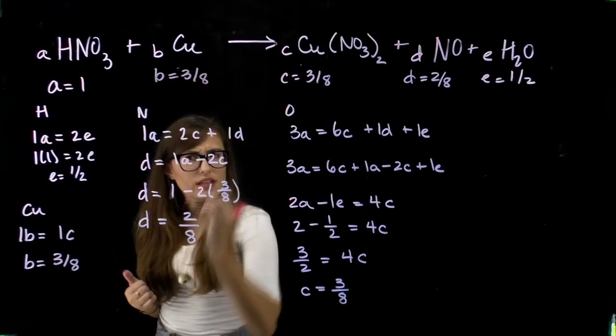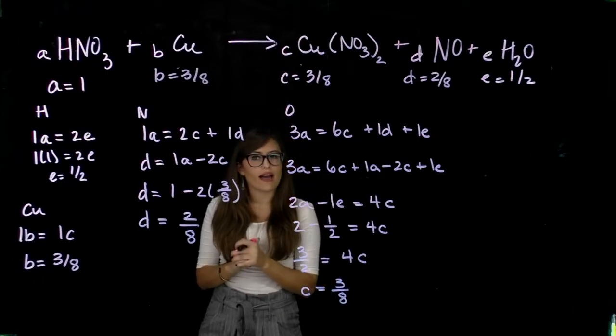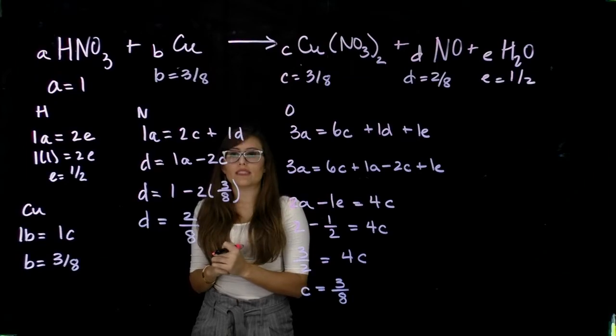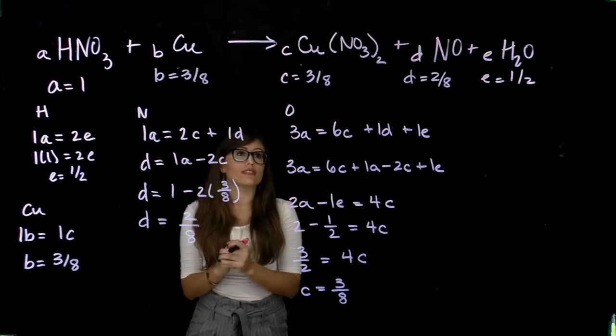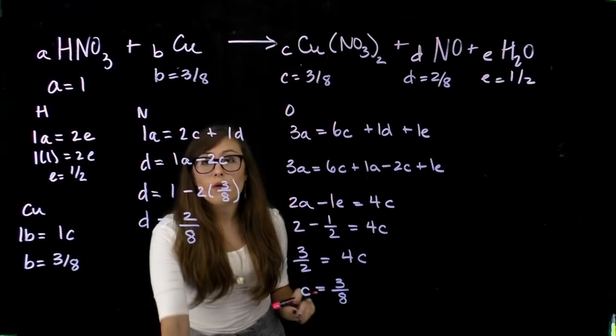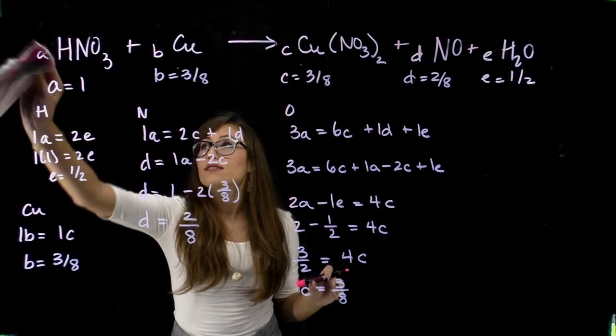However, are we done with balancing our chemical equation? No, you're right. We have fractions. In order to get rid of our fractions, we have to find a common denominator amongst our fractions. In this case, 8 will be the common denominator. We're going to multiply all of our fractions and variables by 8.